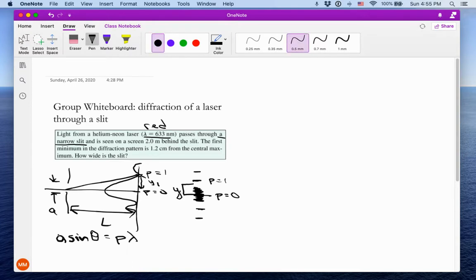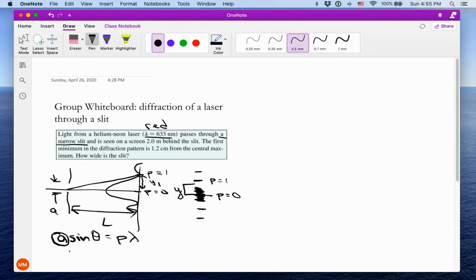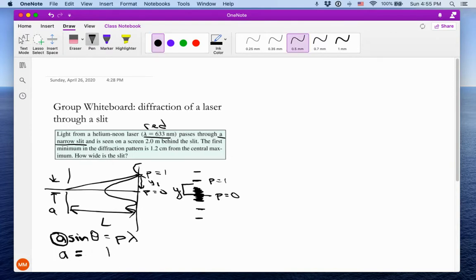And we're interested in finding how wide the slit is. So we're searching for A. So I'm going to rewrite that as A: divide both sides by sine theta. So I get P lambda over sine theta is equal to A. We don't know anything about theta, but we do know Y and L. So I'm going to use this triangle. This is the triangle I'm going to use, and this is my theta.